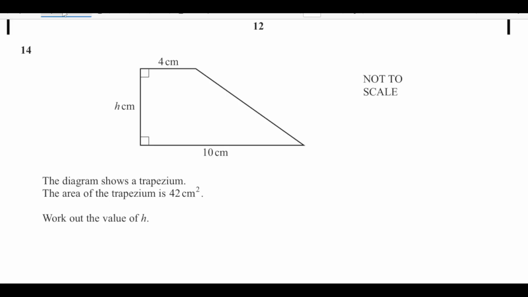Let's continue with the May-June 2025 paper 1-3. So in the previous video we have done question 1 to 13. So now we will continue with the same paper.